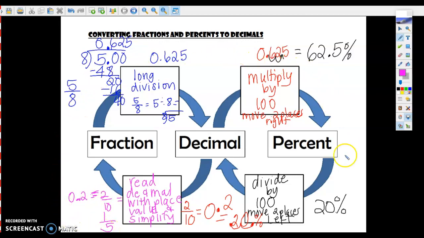So this chart you should keep somewhere in your notes, in your binder, so that you can refer to it if you forget how to move from a decimal to a percent, or a percent to a decimal, or a percent all the way over to a fraction, and you don't have a calculator. So these are the steps you would take.